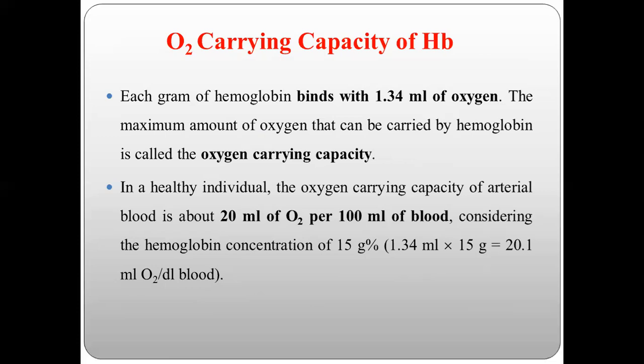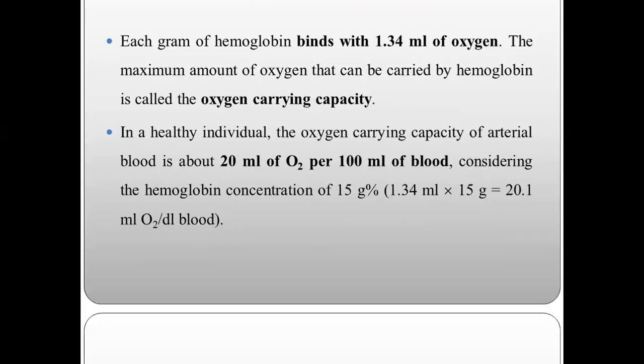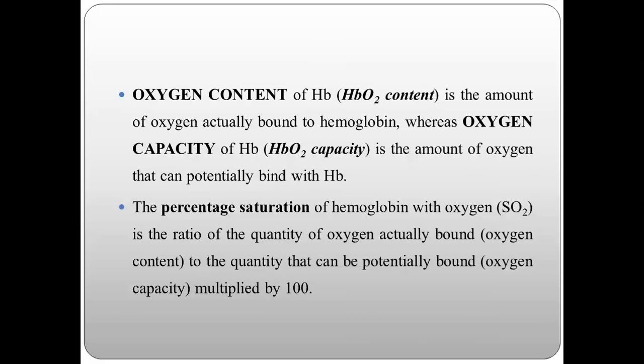100 ml of blood if we consider the hemoglobin to be 15 gram per cent. So this is the oxygen carrying capacity. Then what is oxygen content? It is the amount of oxygen which is actually bound to hemoglobin, whereas the oxygen capacity is the amount of oxygen that can potentially bind with hemoglobin. So these are the two different terms which you should know.